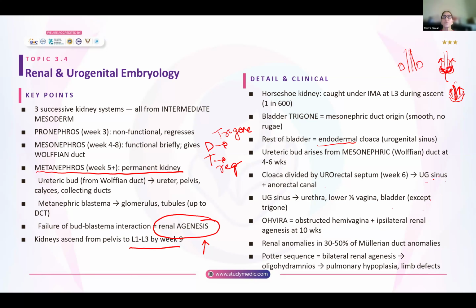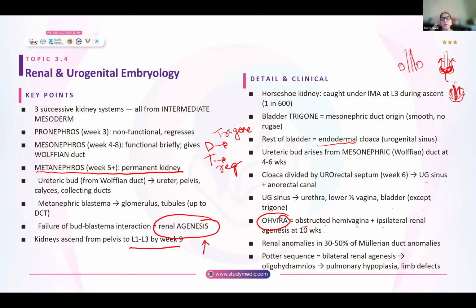Now, if something goes wrong at this point of development, that means there is no connection between the urogenital sinus and the mesonephric or the Mullerian ducts, you get OHVIRA malformation. So what is this? You have an obstructed hemivagina and there is ipsilateral renal agenesis. This happens at around 10 weeks. So that is why I'm always saying, whenever you find any developmental anomalies in the Mullerian system, please go back and have a look at the renal system. Most of the time, there will be some anomalous formation of the renal system also.